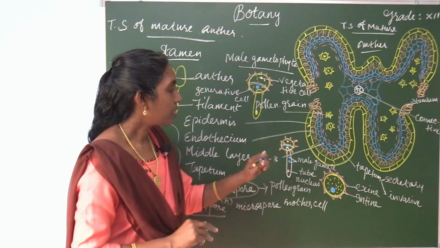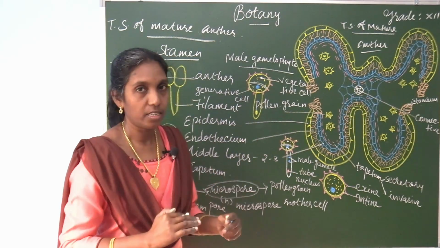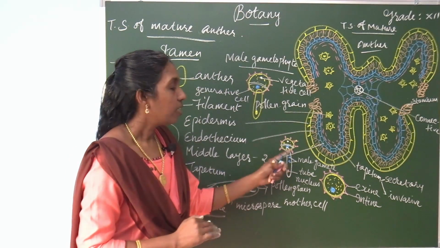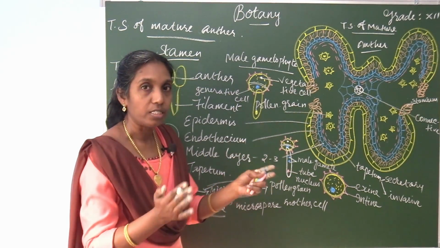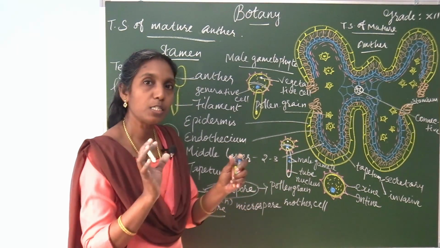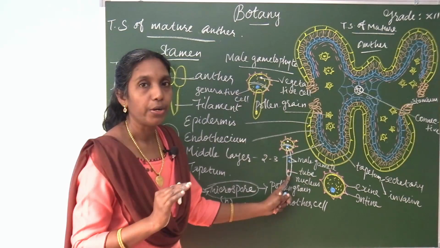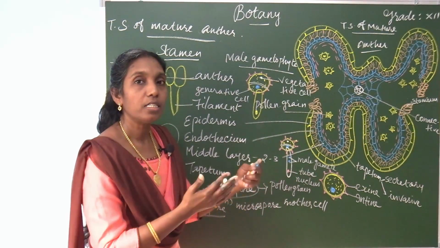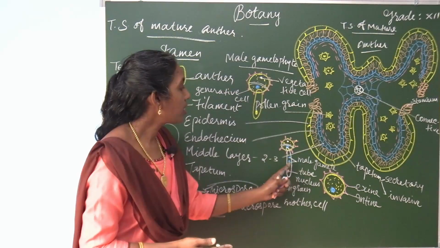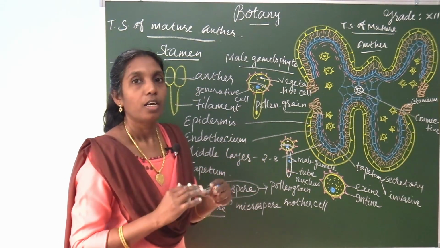So the two-celled stage consists of a vegetative cell and a generative cell. The three-celled stage results from the division of the generative cell. The generative cell divides again and produces two male gametes, that is the sperm, which develop along with the tube nucleus. Either the pollen grain disperses at this three-celled stage or at the two-celled stage.